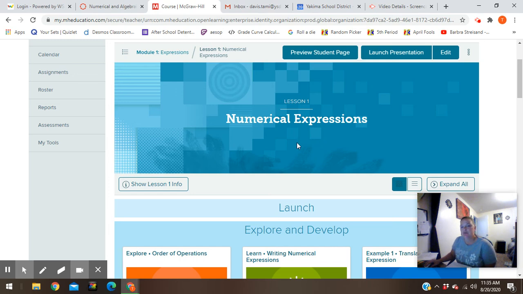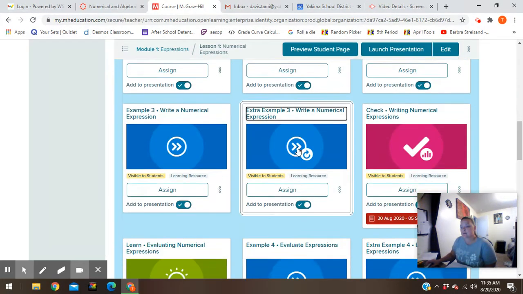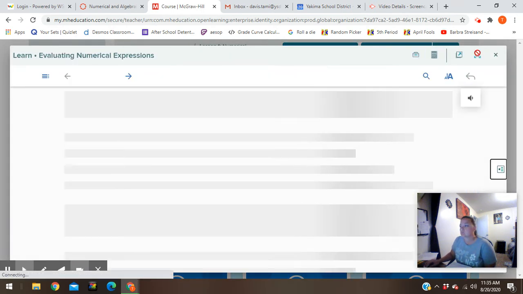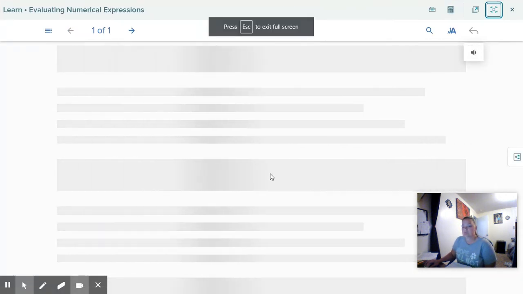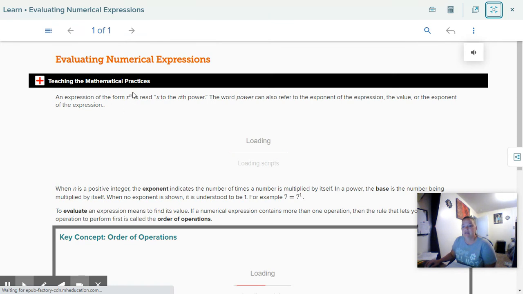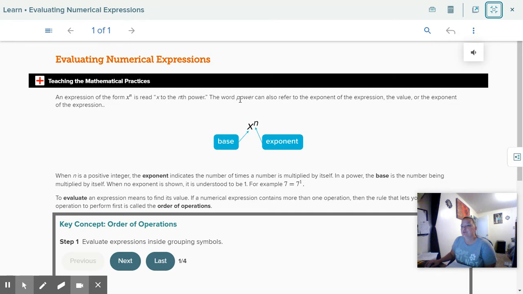Okay, now I want to introduce to you evaluating numerical expressions. An expression of the form x to the n is read x to the nth power. The word power can also refer to the exponent of the expression. The base is x, the exponent is n. When n is a positive integer, the exponent indicates the number of times a number is multiplied by itself.